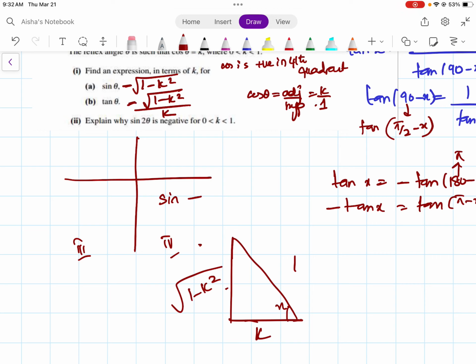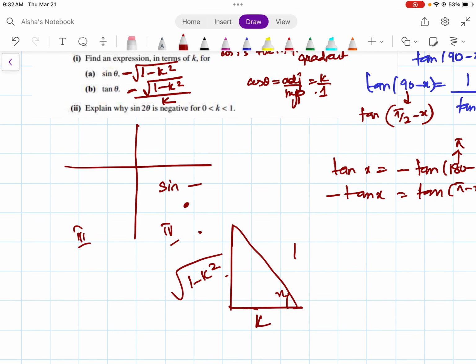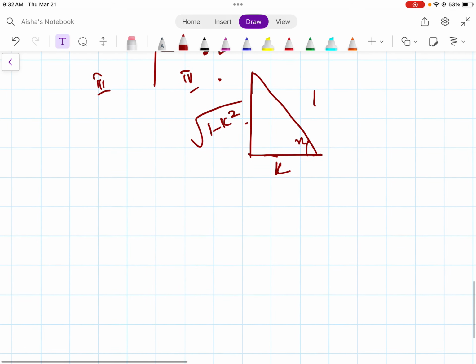Now explain why sine 2 theta is negative. 2 theta means if you are in this particular angle, 2 theta means you are going over the entire rotation and coming back to this particular quadrant. So in this quadrant, whenever you come in, your sign is going to be negative. I hope it makes sense.